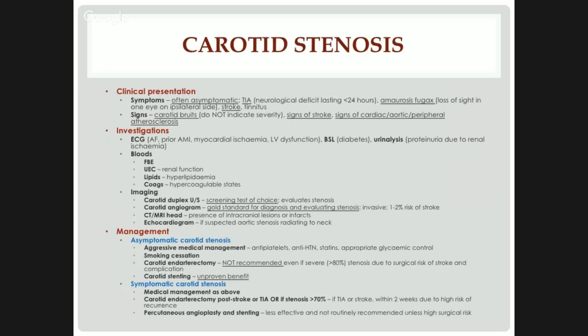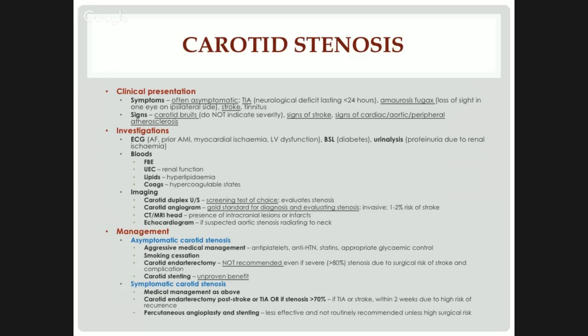Do the blood test looking for the risk factors of atherosclerosis, so do an FBE, do a UEC, because if they have atherosclerosis in one place, they probably have it in their renal arteries as well. So check their renal function, look at their lipids, all those sorts of conditions. And another cause of these stroke-like symptoms could be a hypercoagulable state, which is predisposing you to clots. So do a coagulation screen. So look for causes of thrombophilia.